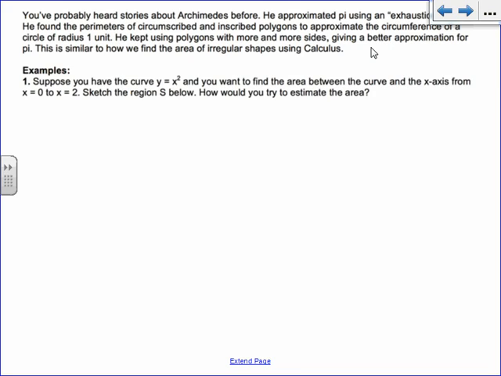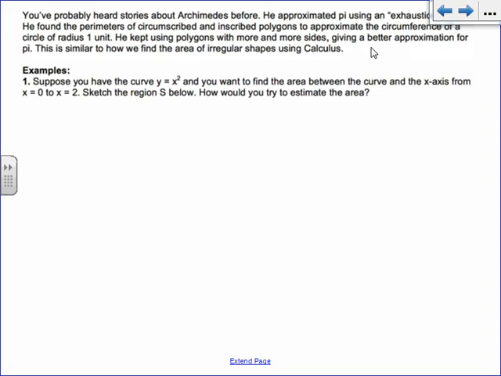Okay, so we can actually find the area of anything, the area under any curve, using calculus. So if I wanted to find, whoa, I don't know why that one did that. If I want to find the area under this curve from like 0 to 4, I do that by using calculus.